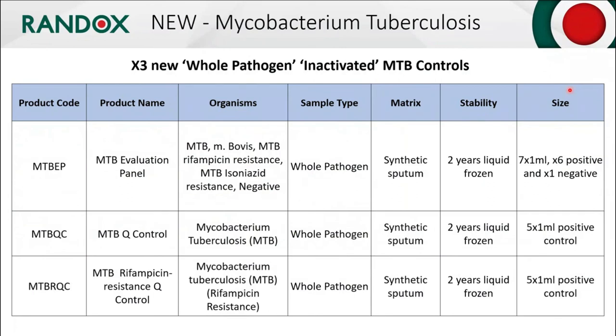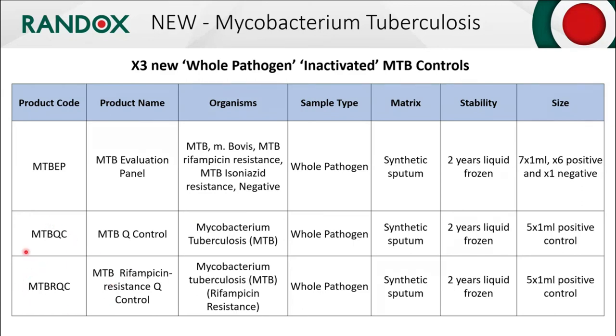We do also have three new whole pathogen and inactivated tuberculosis controls. At the top of the screen here, we can see our evaluation panel. This is basically a kit with 7 vials, of which 6 are positive and 1 negative, and they contain all of the TB strains that you would possibly be looking for. So we have straight up TB, along with TB with RIF resistance and TB with INH resistance, as well as a sputum negative within that. As well as that, we do also have a run control, straight up TB with no resistance, and then a TB control with resistance to RIF.